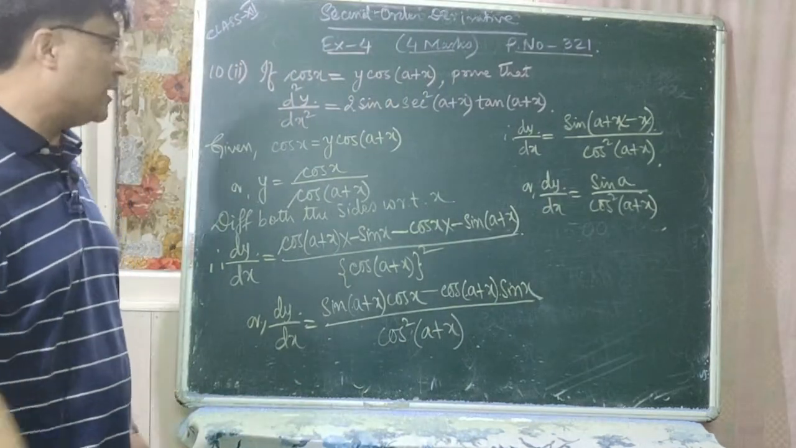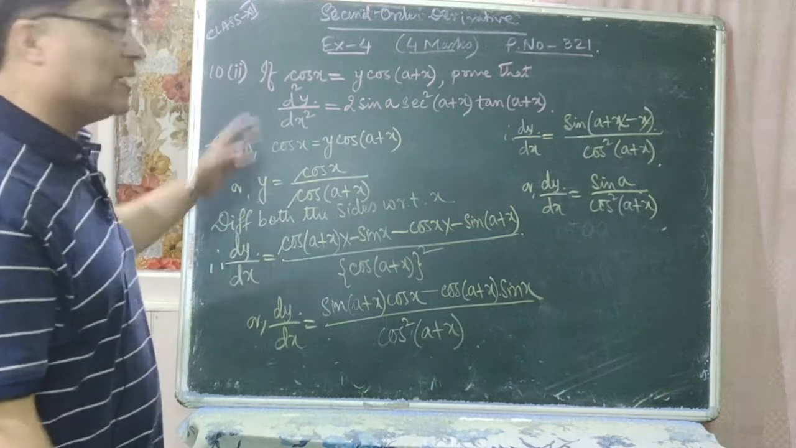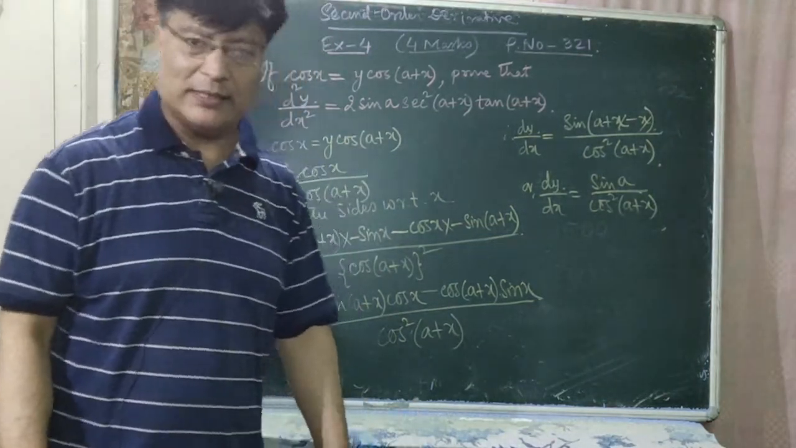So we have got the value for dy by dx. Now again you have to differentiate it to get the value for d square y by dx square. Okay.